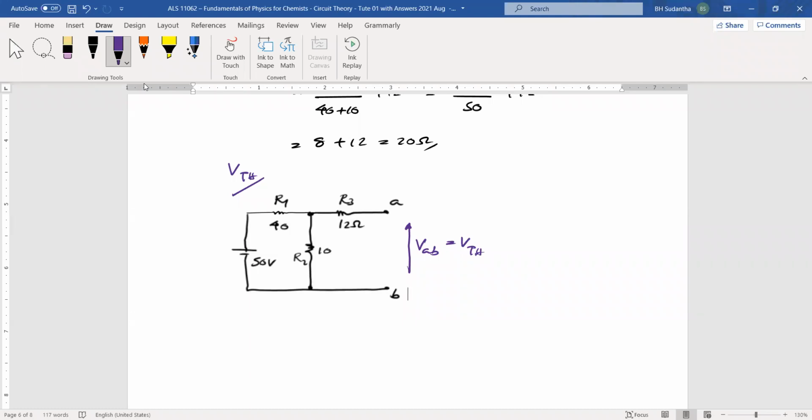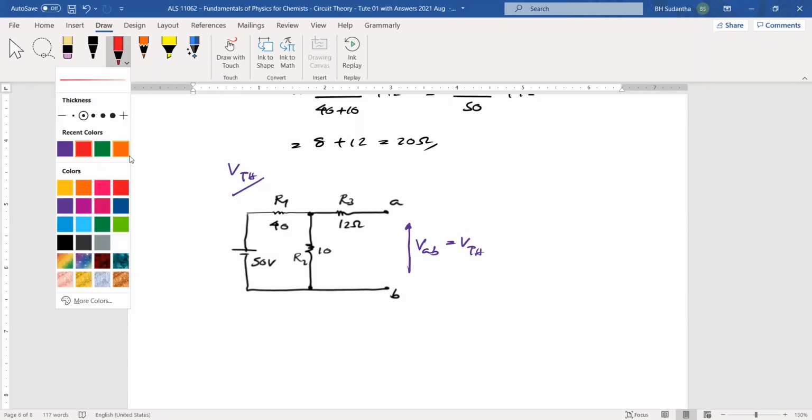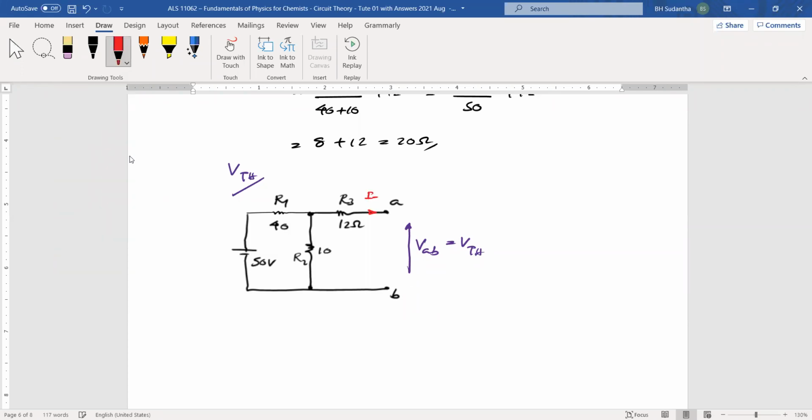Okay. Then you should understand one thing here. The current going through this direction is 0. Because of that, there is no voltage drop across this resistor. Then if you find the voltage across these 2 points, that is VAB.